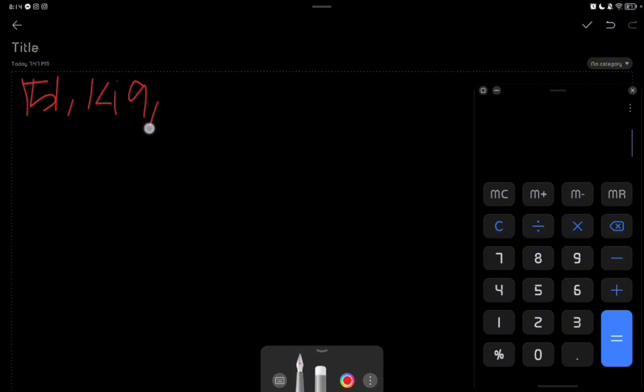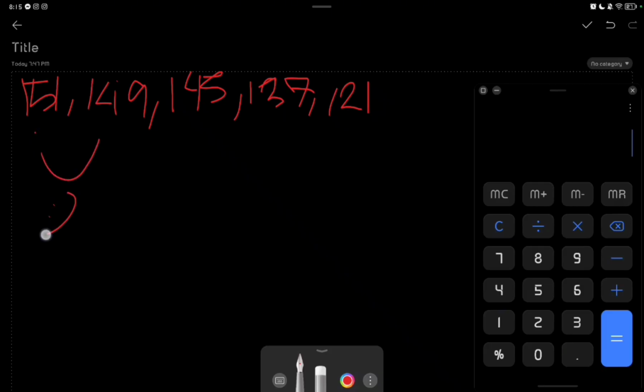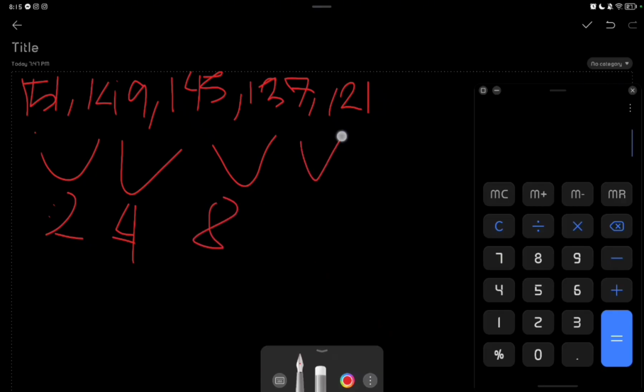So for the next number, the number 5, the given is 151, 149, 145, 137, and 121. So again, to get the pattern, we will subtract the 151 minus 149, or the first term and second term. So 151 minus 149 is 2, 149 minus 145 is 4, and then 145 minus 137 is 8, and then 137 minus 121 is 16.